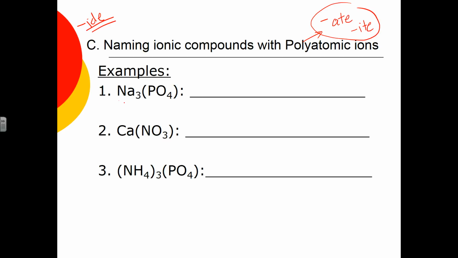All right, so let's name these. Sodium, you always give the full name of the metal. Now sodium does not need a Roman numeral because he's in group 1A. He's monovalent. So you don't have to worry about a Roman numeral here. Now we got to name this guy. This is a polyatomic ion. It has a name. The name is phosphate.